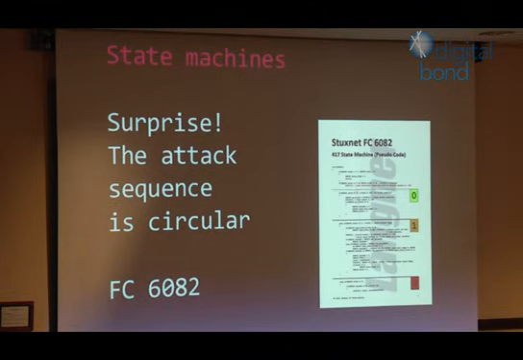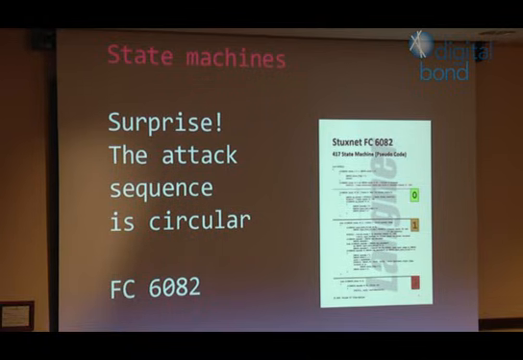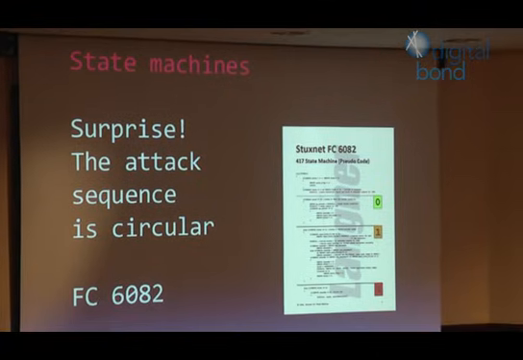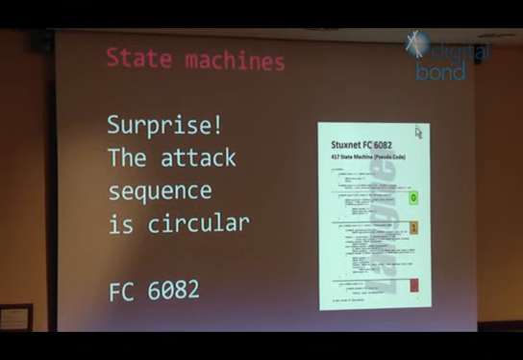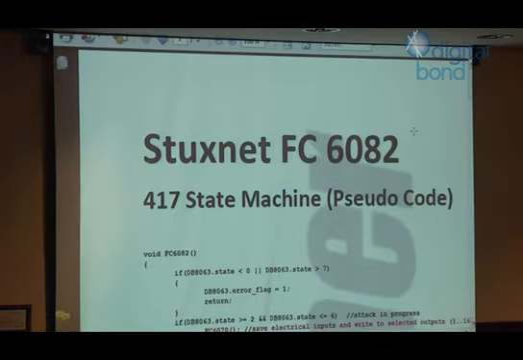First, we were very surprised to see that the attack sequence is actually circular. Why is that surprising? Because it means that the attack is executed over and over again, whereas I, as probably most other people, would have expected to see just one big blow. And when you're finished with that big blow, you don't need to go back there again. I'm just going to explain how the state machine for the 417 attack code is structured.